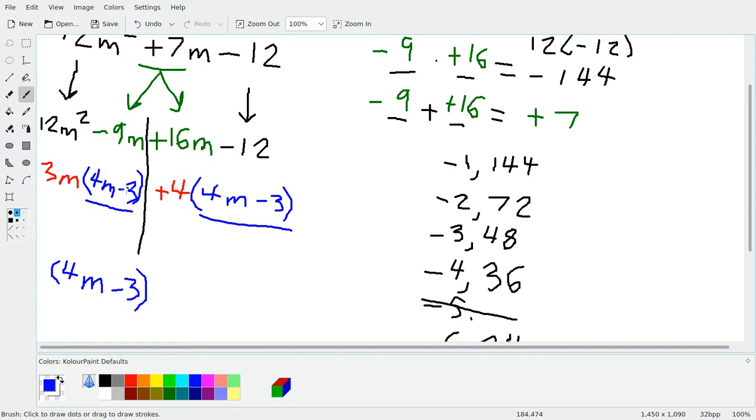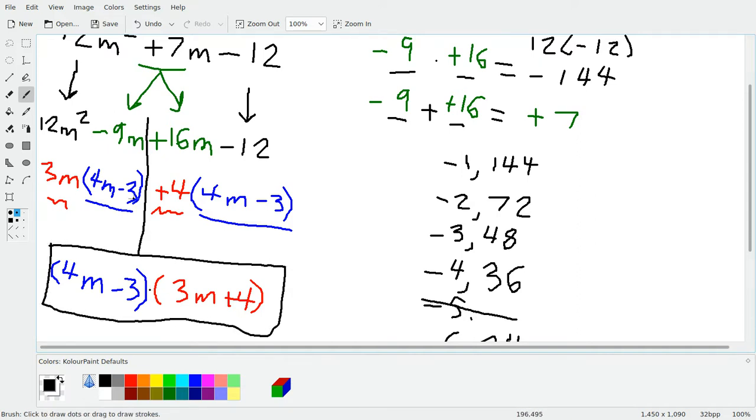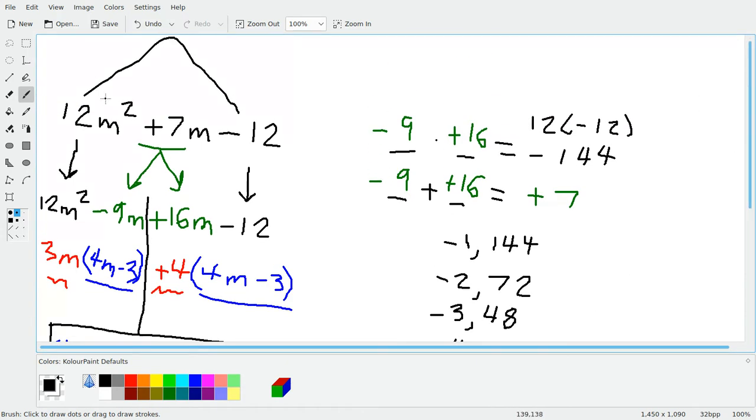So to write our final answer, we're going to write this blue parentheses as 4m minus 3 once. And what's left is a 3m plus 4. We're going to write that as our next parentheses multiplied to the first. So there we have it. We have 2 parentheses that are multiplied together, and we have factored the trinomial 12m squared plus 7m minus 12 using the grouping method.